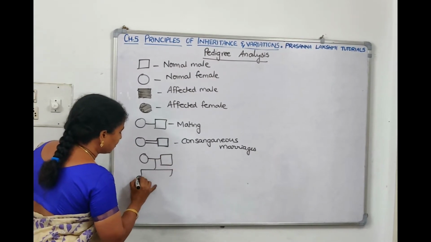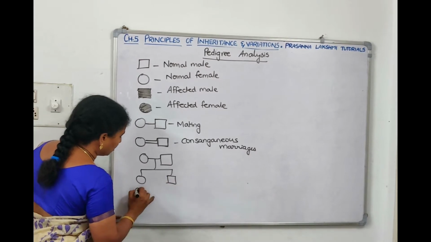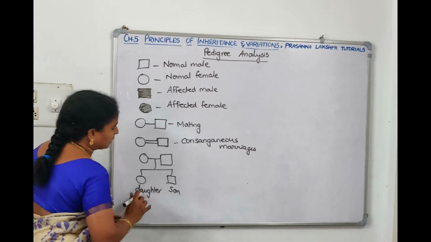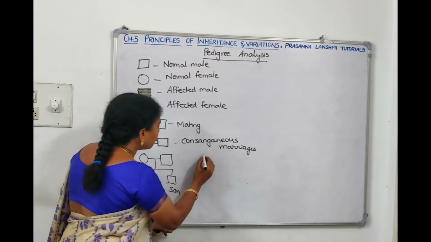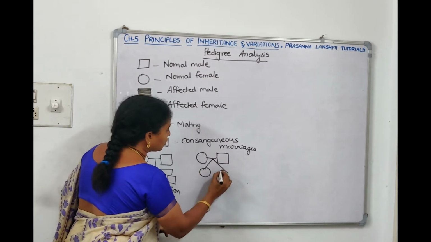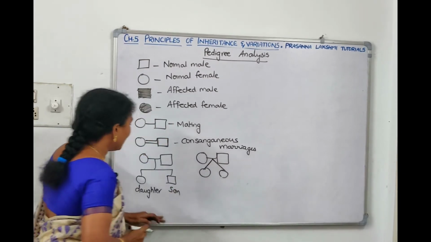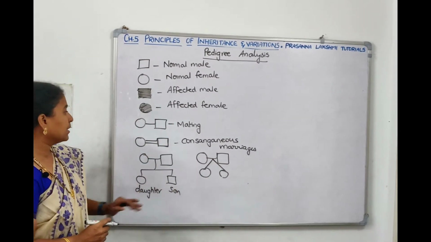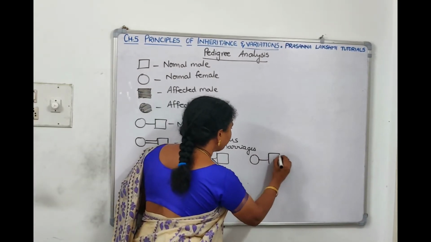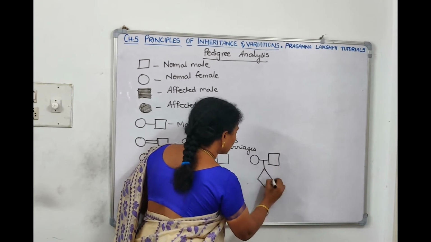These are the parents, and the offspring are represented in this manner. One daughter and one son we represent in this manner. Now if they are twins, then we represent in this manner. For twins we use this type, and for normal children we use this. And if the sex of the child is not specified, then we go like this.